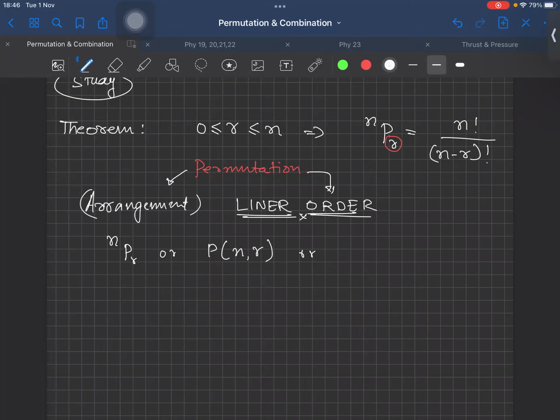So we also write A and R. Mostly we'll be using these types of notations. Okay, so theorem 1 says that NPR can be written as... okay, let me give you the explanation for this first.